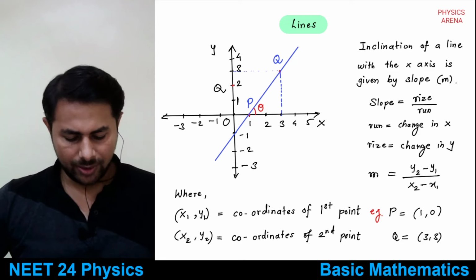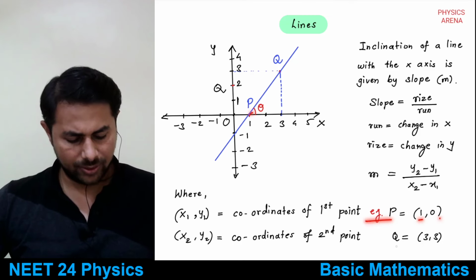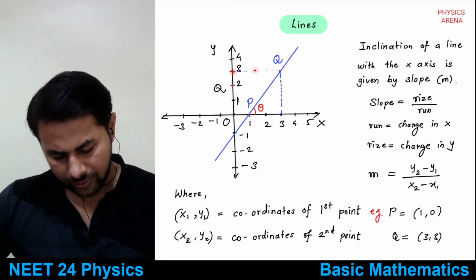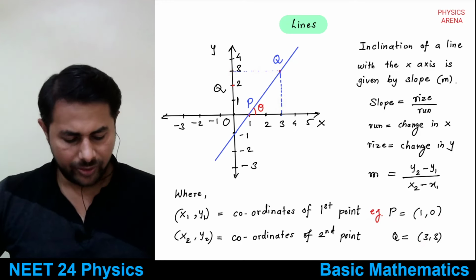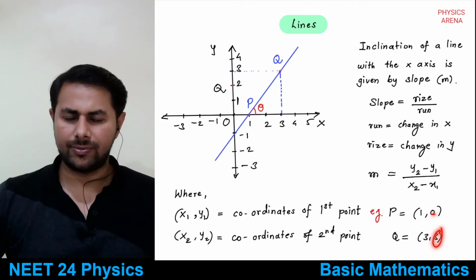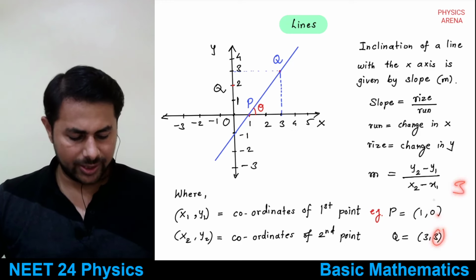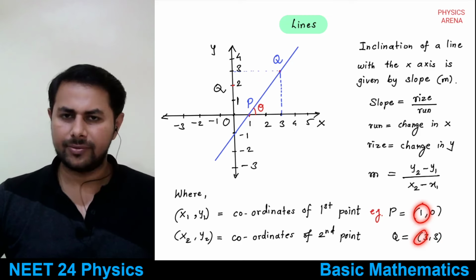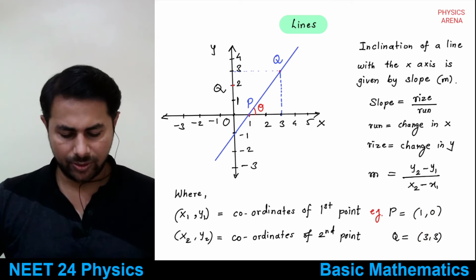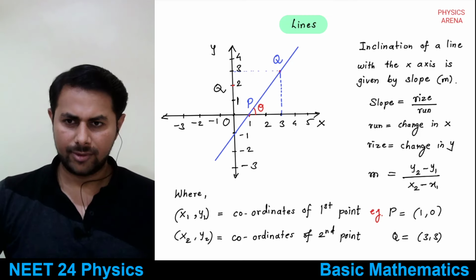Okay, so if you take these 2 points, the coordinates of point P are 1 and 0, and the coordinates of point Q are 3 and 3. So then what will be the rise? That is y2 minus y1. It's 3 minus 0, which means 3. What is the run? It's 3 minus 1, the change in the x coordinate. 3 minus 1 is 2. So what is the slope of this line? It's 3 by 2. Is this clear? Yes, no?